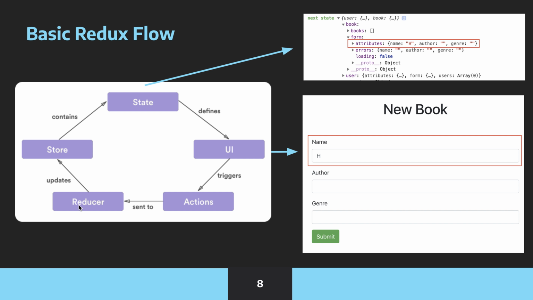So the reducer is automatically going to update the store. So the next state will include our updated value. So if we started typing into that name input and we typed H, so that's going to run through that whole flow, and by the time you're done, your attributes will be updated with the key was the name and then the value was H. So then that can be displayed in my UI where the form input now displays an H.